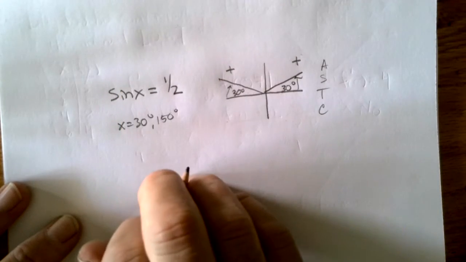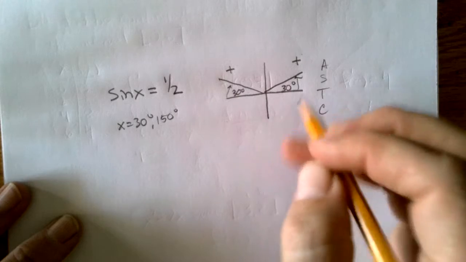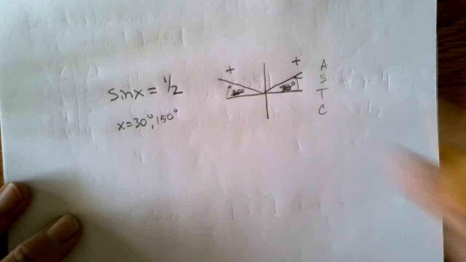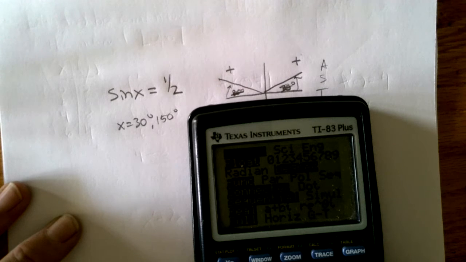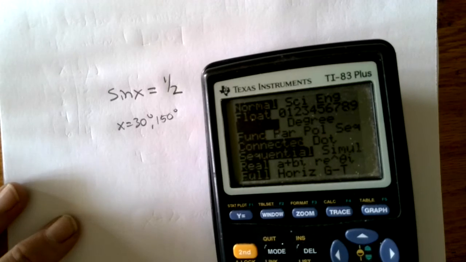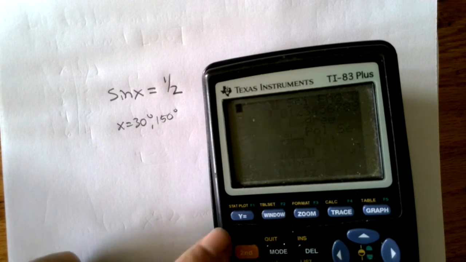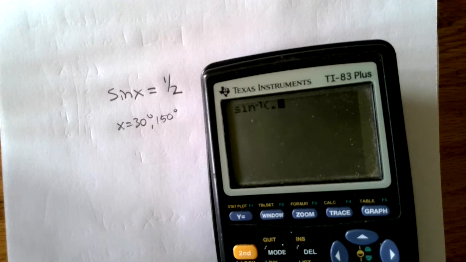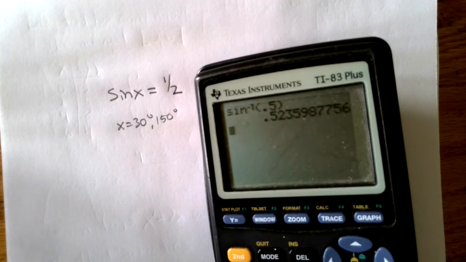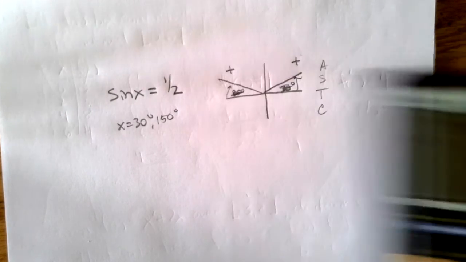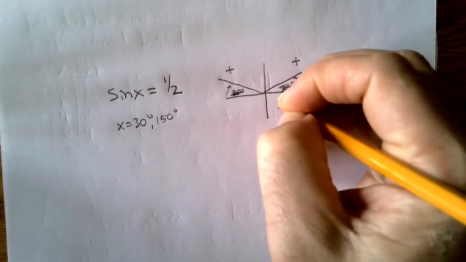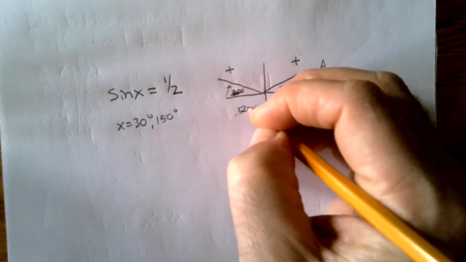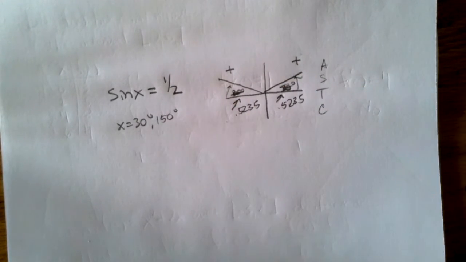Now, in calculus, we're working in radians. So let's get rid of that 30. Let's go back to the calculator and let's go in our mode and select radians and see how this is then different. Okay. So I'm on my calculator and I go sine inverse of 0.5. And you can see that I come up with 0.5235. So that means that 0.5235 is that angle and 0.5235 is that angle.